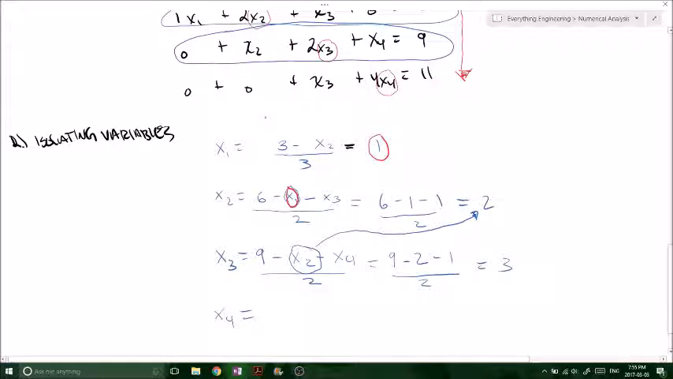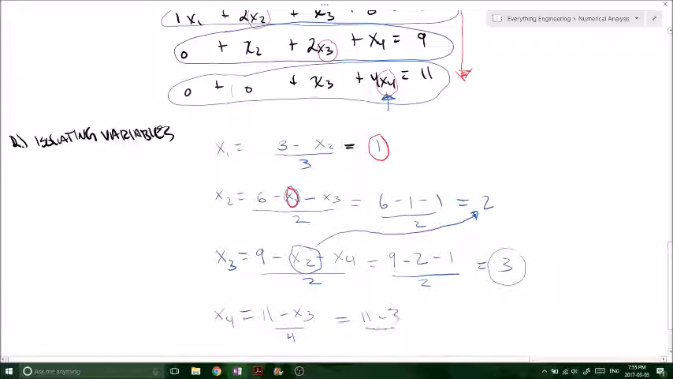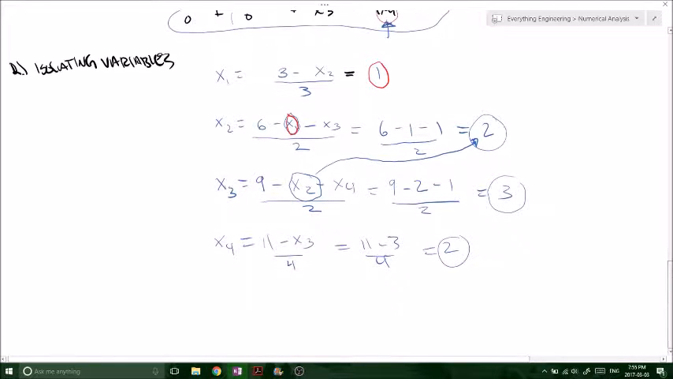Now finally x4: we're going to look at the fourth equation of our system and isolate for x4, which is (11 minus x3) over 4. And remember, we just calculated our x3, which equals 3. So (11 minus 3) over 4 equals 2. So that is the first iteration. On a test, usually it'll say do 2 or 3 iterations, or do iterations until we're within an acceptable range of error.